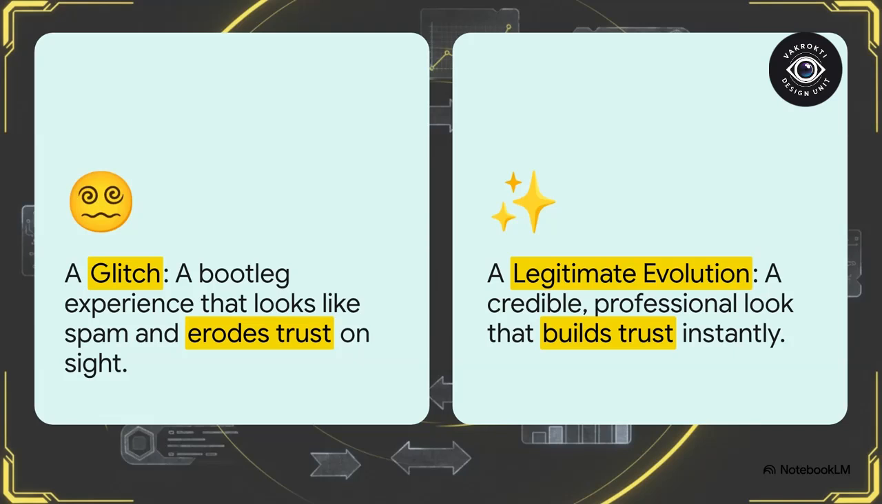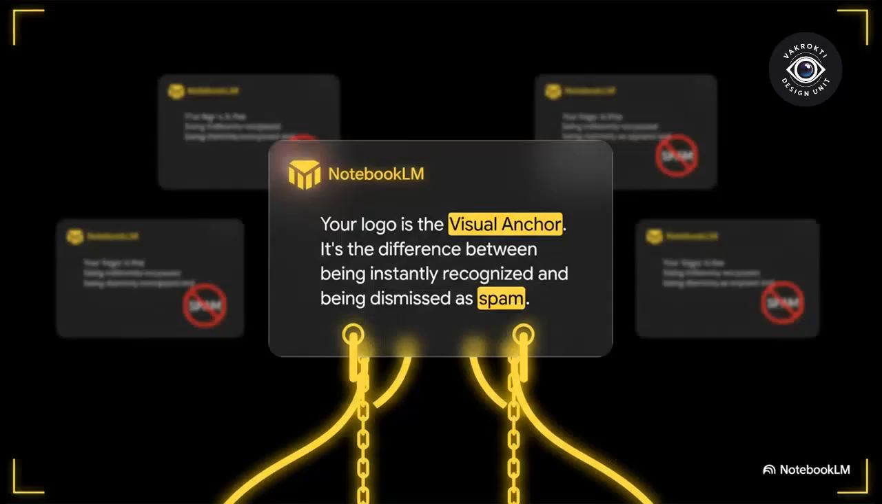And this isn't just about making things look pretty. It's about signaling credibility from the very first second someone interacts with you. And you know what's wild? The first step is so simple. It's your logo. That little 240 pixel square is your visual anchor.